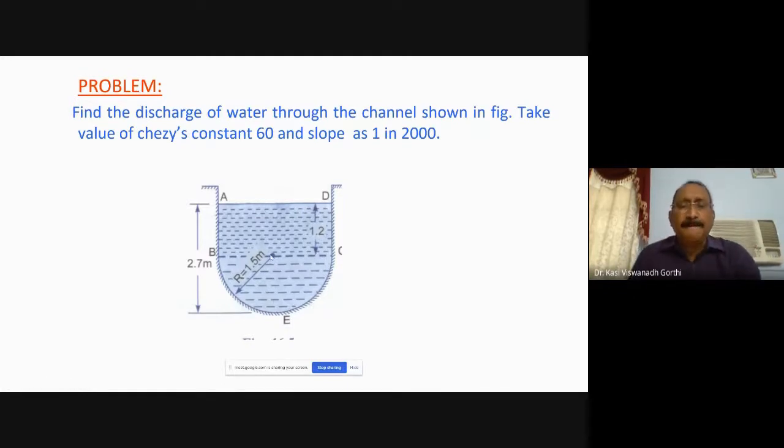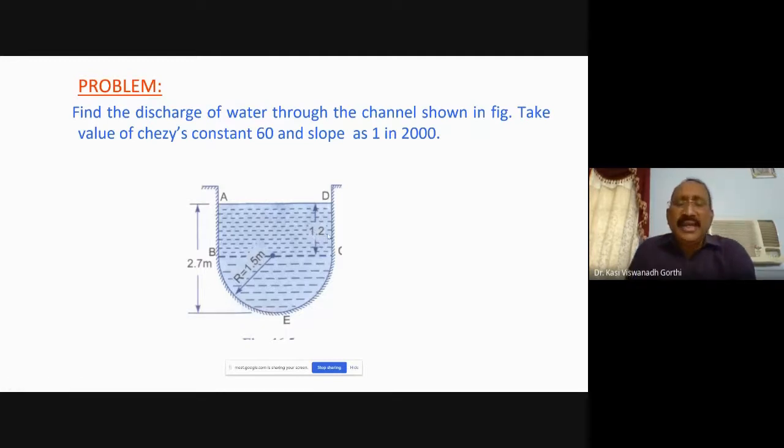Further, what is given here? The depth of flow is given to be 2.7 meters. So from the free surface to the bottommost point, it is 2.7 meters. Further, it is given that the radius of this circular portion of the channel is 1.5 meters. Since R is 1.5 meters, we have OE also as 1.5. So 2.7 minus 1.5, 1.2, is the depth of flow in the rectangular portion.